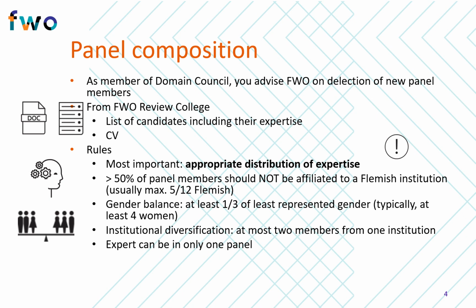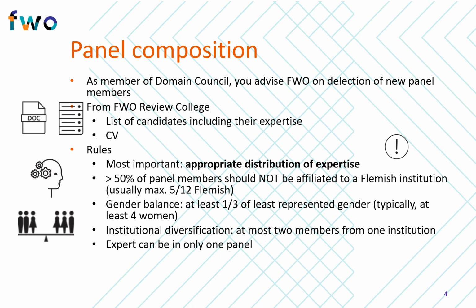Secondly, we aim to have international panels, so the majority of panel members should not be affiliated to a research institution in Flanders. In practice, this usually means that at most 5 out of 12 panel members may have Flemish affiliation. In recent years, we have generally seen the number of Flemish members in the panels go down. To be clear, FWO does support the selection of Flemish members and finds it valuable that experts with knowledge about the local research landscape are part of the panel.